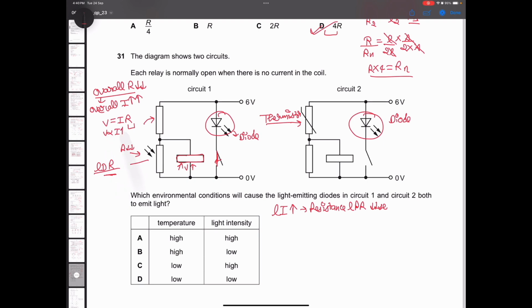And if current is increasing, the voltage here must also increase, right? And if the voltage here is increasing, it must decrease in the LDR because it's a series circuit. In series circuit, if voltage across one component increases, it decreases across the other one. So if the voltage across the fixed resistor is increasing, it must be decreasing across the LDR. Now if this is decreasing, this will not work. So for LDR, you need light intensity to be low. So option B and D.